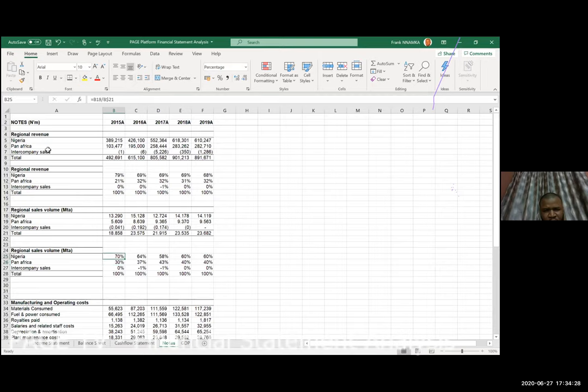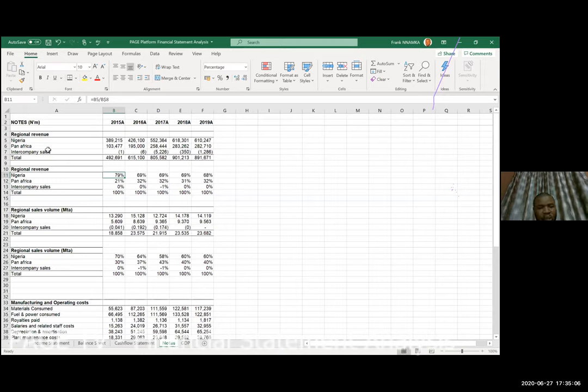Looking at the volume growth, you can see a very different picture from what we saw earlier in absolute revenue numbers. In nominal revenue, Nigeria was accounting on average for 71% of the revenue to the group. But by the time we look at volume growth, you can see that Nigeria has on average been accounting for 63%. So this gives us an insight that the revenue contribution from Nigeria may be driven by price increases rather than volume growth.